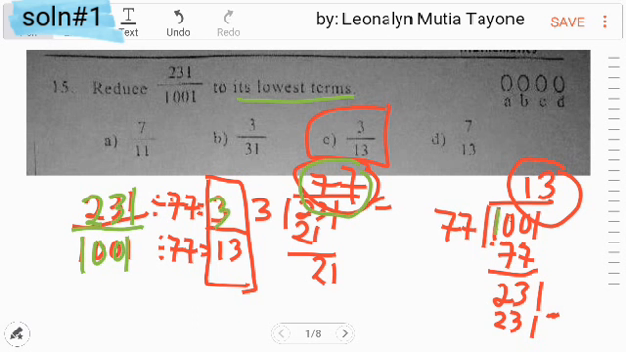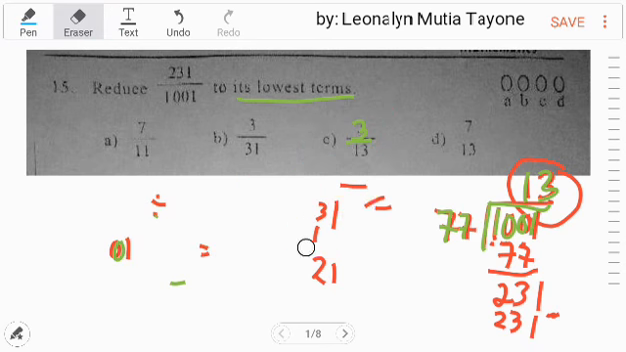Then, ang 77, yan din ang pang-divide natin sa 1001. When we divide 1001 by 77, the answer is 13. Bale, from numerator to denominator, i-divide natin ng 77 both. 231 divided by 77 equals 3. 1001 divided by 77 equals 13. So, ito na yung lowest terms, 3 over 13.